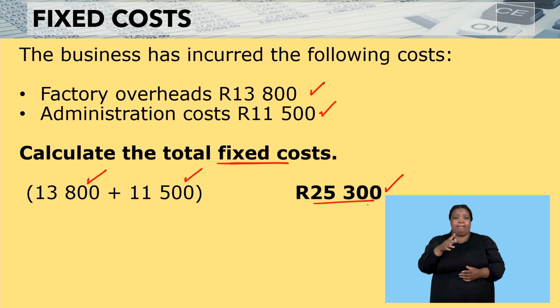Remember, these are costs that do not change. They remain the same regardless of the number of units produced. If we produce too many units, these costs remain the same. If we produce less units, these costs still remain the same. Hence the name fixed costs.